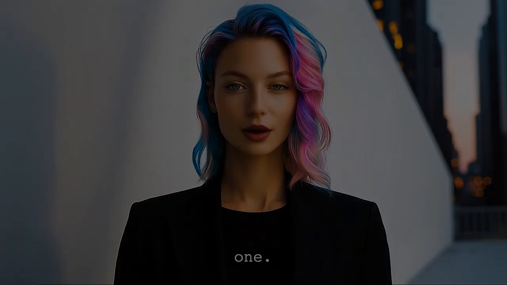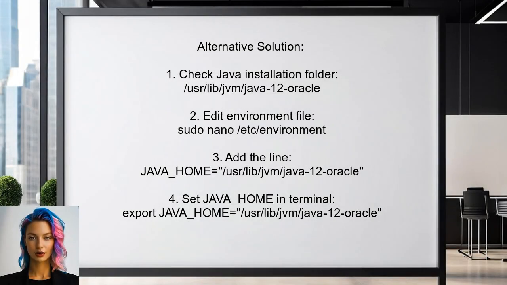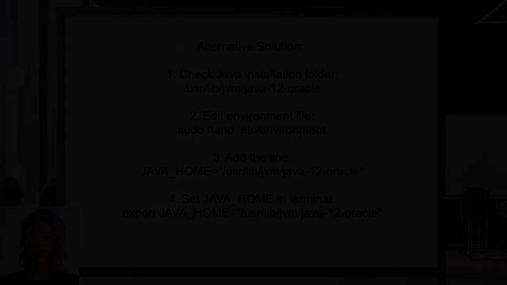Let's explore another one. An alternative solution suggests checking your Java installation folder. For example, you might look in /usr/lib/jvm/java-12-oracle. Then open the terminal and edit the environment file using sudo nano /etc/environment. Add the line JAVA_HOME=/usr/lib/jvm/java-12-oracle.